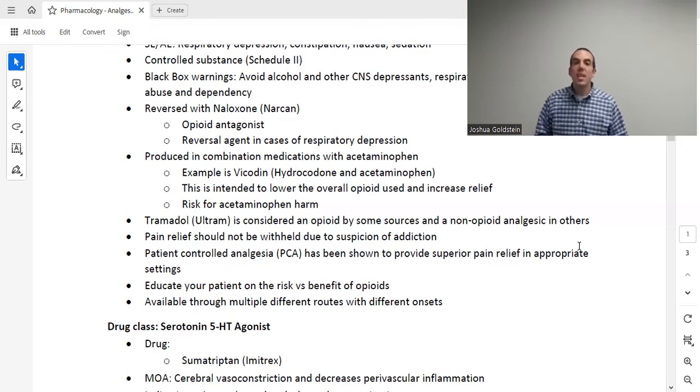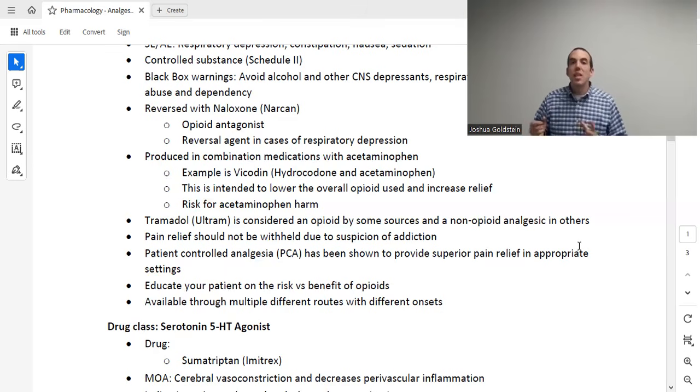Tramadol is another opioid. It is sometimes considered an opioid, and sometimes considered a non-opioid. I just want to throw that in here because depending what school you go to, what textbook you're using, what resource you're using, sometimes it's considered an opioid, sometimes it's not. So if you see that in various places, don't let it confuse you.